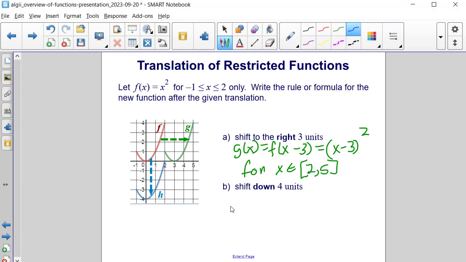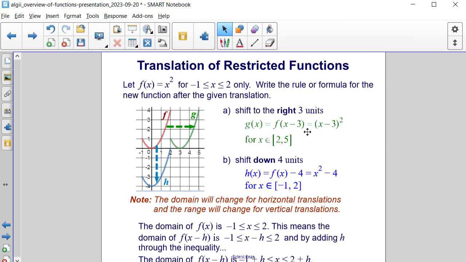Now let's look at h. We are going to shift f down 4 units, and that does indeed give us h. So h of x is equal to f of x minus 4 because we're shifting down 4 units. So then if we take f of x and substitute it in this place, we'll end up getting x squared minus 4. And then this is valid for x values contained in the closed interval from -1 to positive 2.